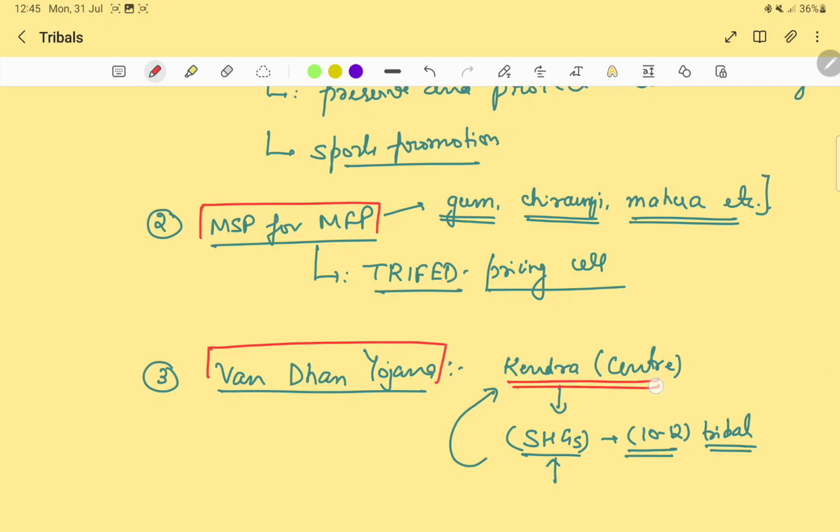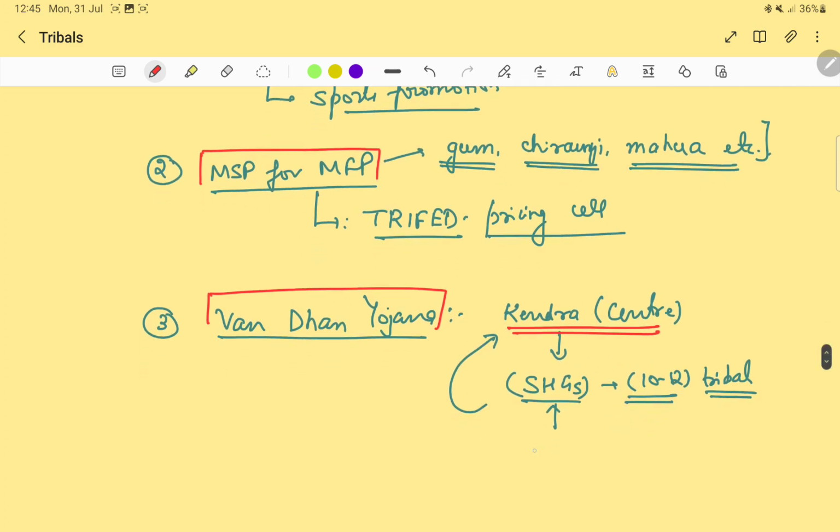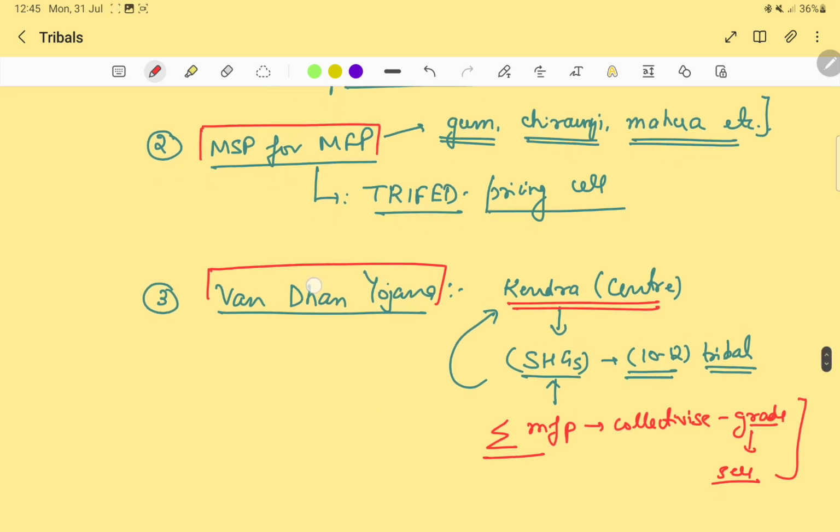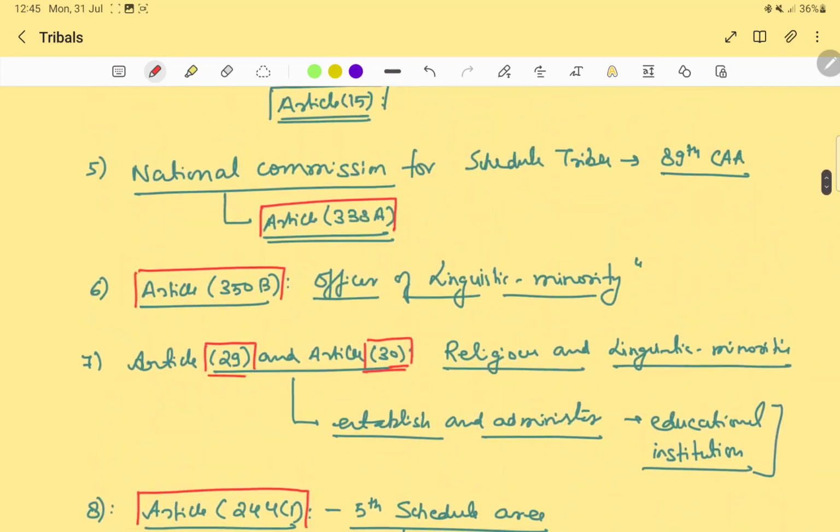You have to open the kendras and the SHGs will be formed out of 10 to 12 tribals, and they will aggregate their minor forest produce. They will aggregate, this is the symbol of aggregation. Then they will collectivize, they will grade, and then they will sell, and all these things will be facilitated through kendras. So this is the broader understanding about the tribes in our country.